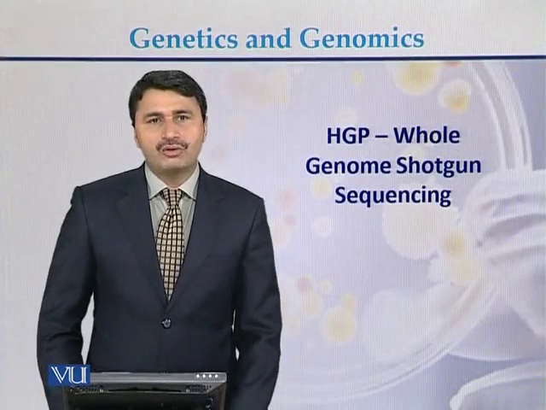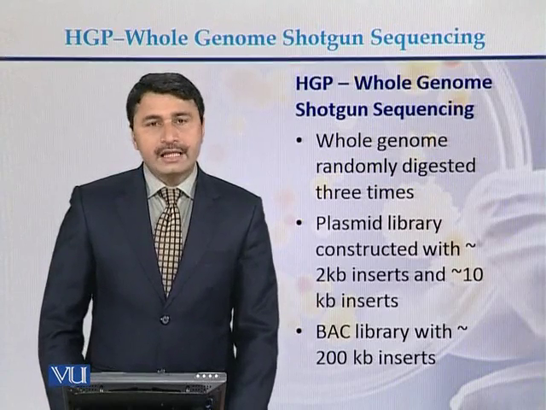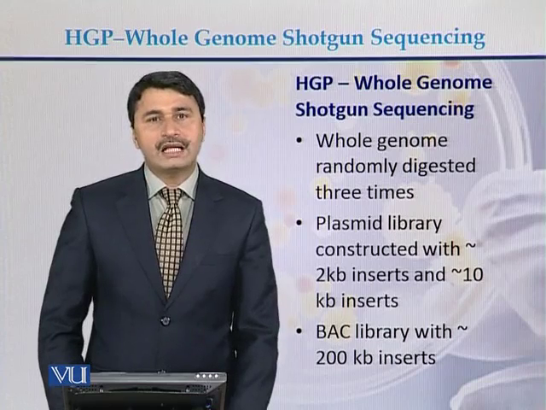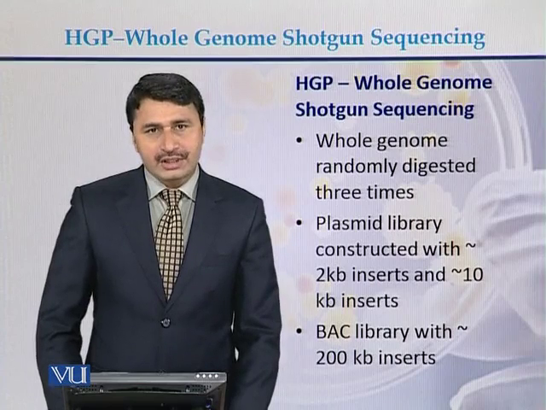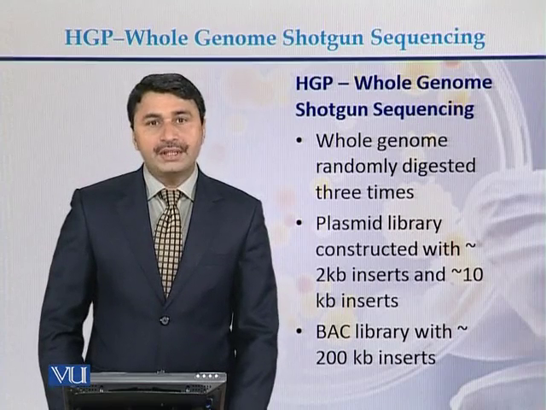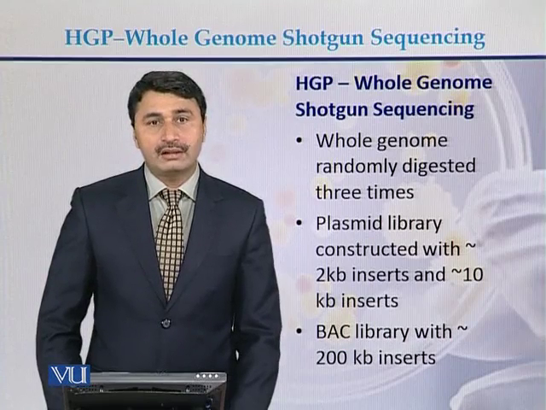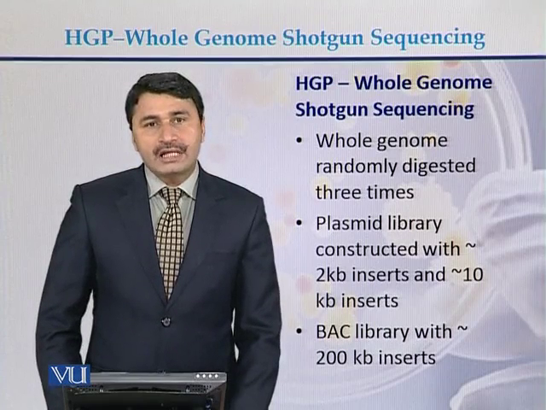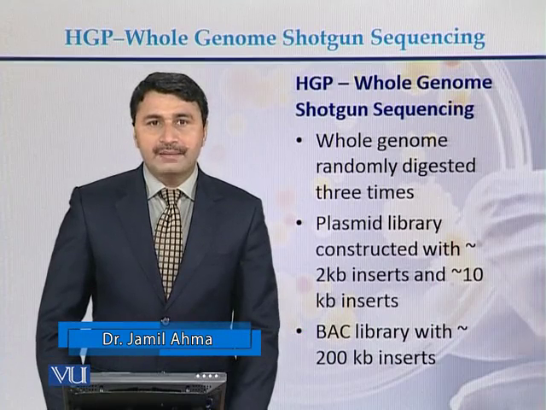Human Genome Project, whole genome shotgun sequencing. In whole genome shotgun sequencing, the whole genome is randomly digested. Plasmid libraries are constructed that consist of 2 kb, 10 kb, as well as 200 kb inserts. So in this case, plasmid libraries are prepared that can be of 2 kb, 10 kb, and up to 200 kb.